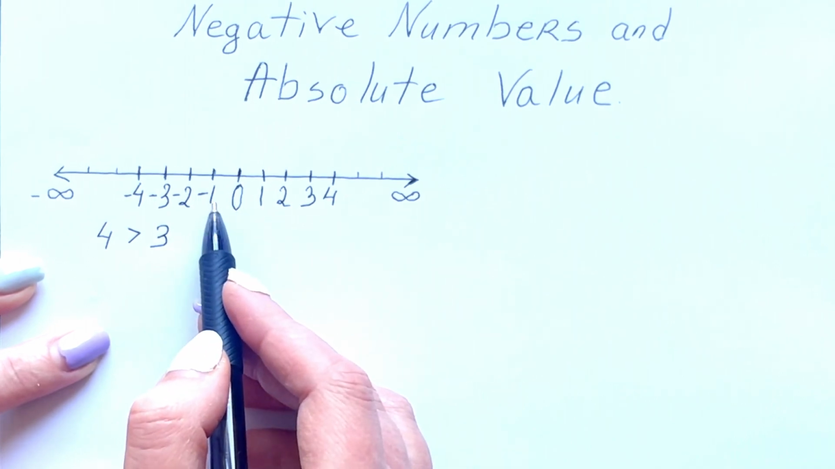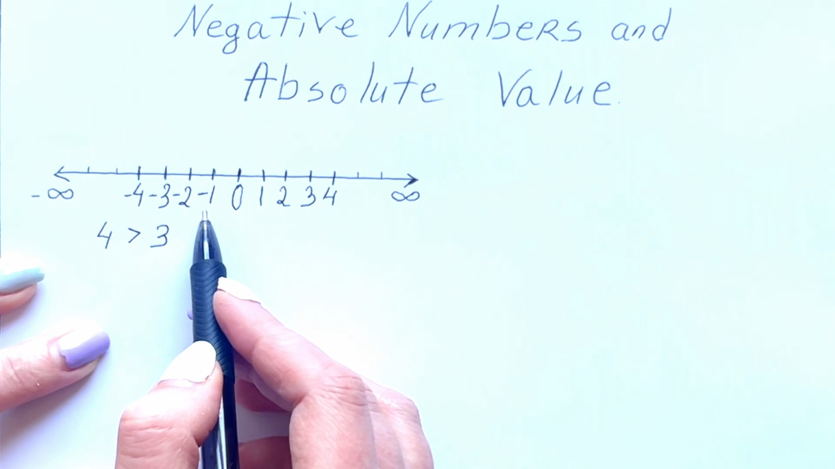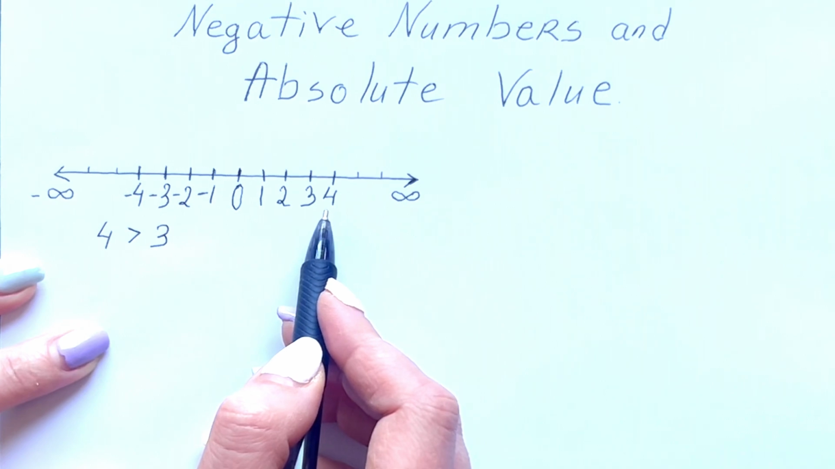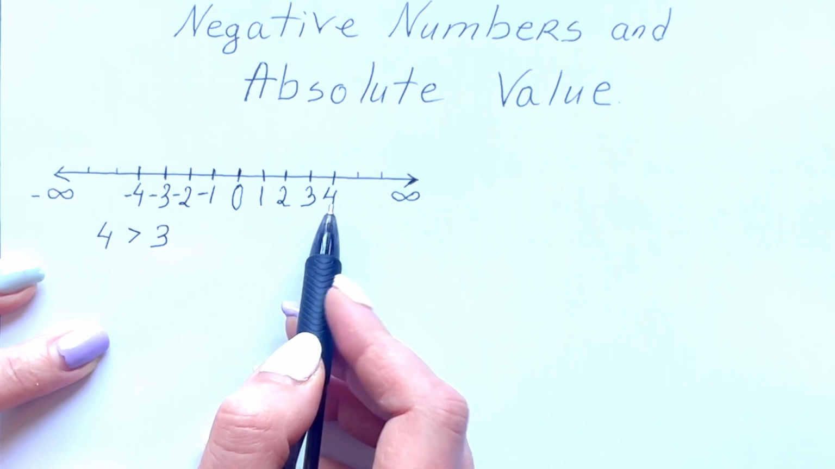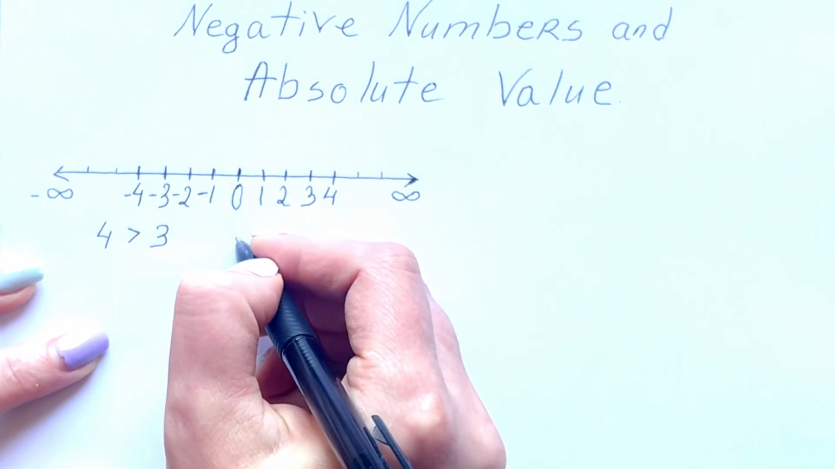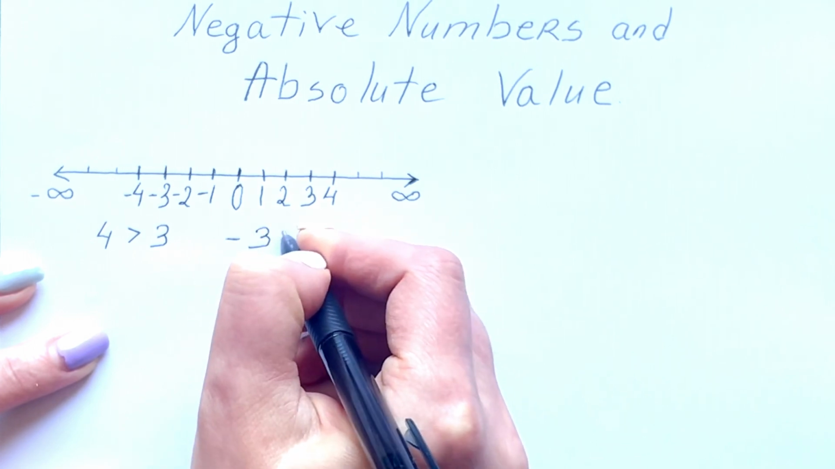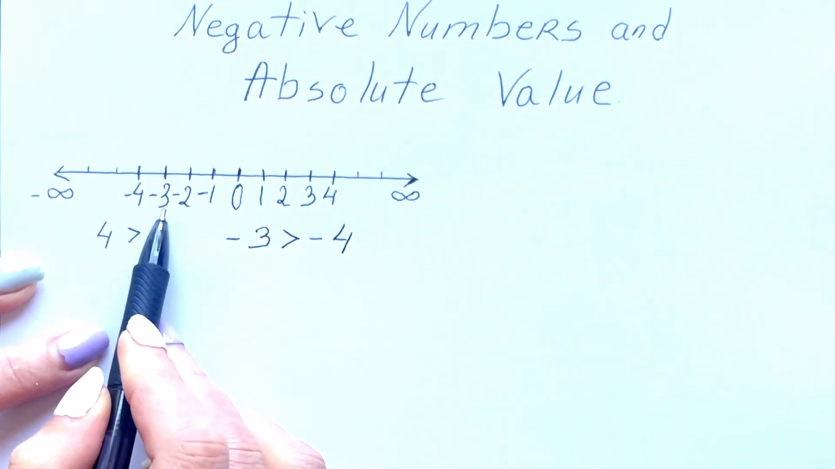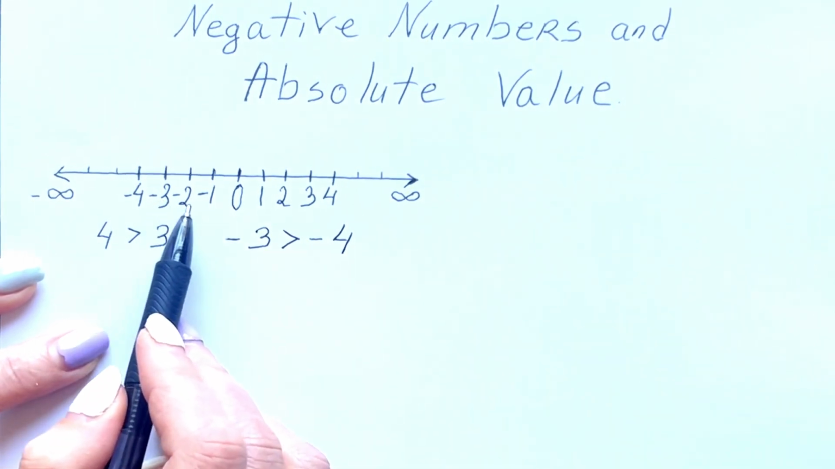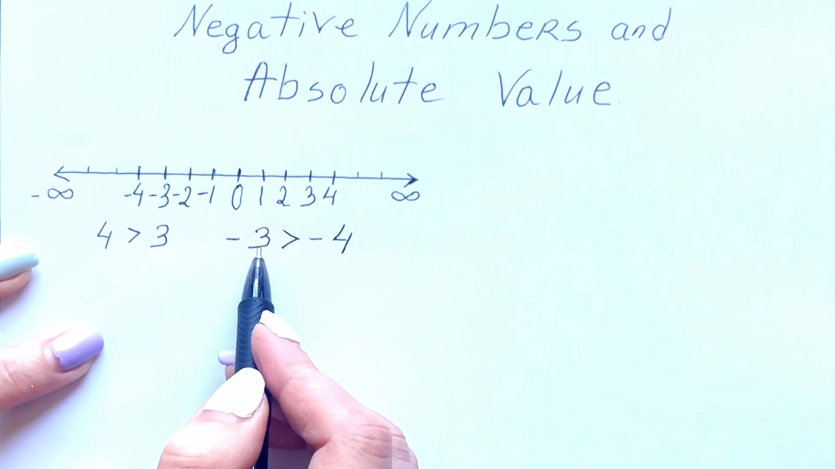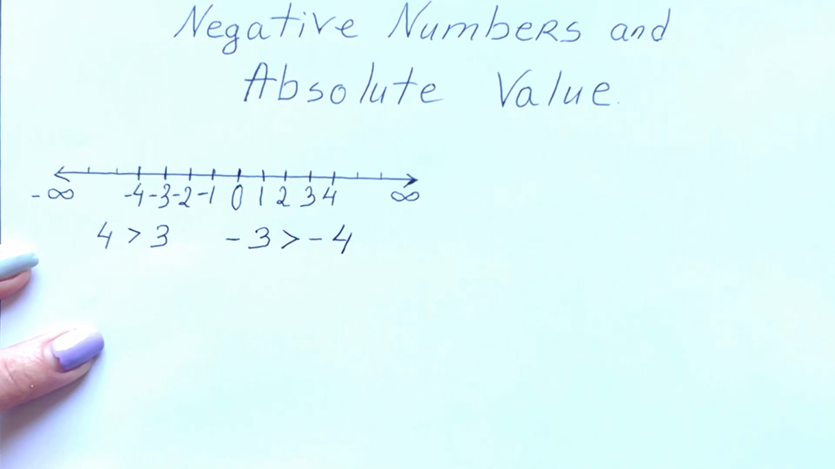But what if I'm going to talk about negative numbers? The fact that numbers further to the right on the number line are greater is true for both positive and negative numbers. For example, negative 3 is greater than negative 4. Look, negative 3 is further to the right on the number line than negative 4. Okay, you're going to tell me, oh my gosh, you are crazy. Negative 3 is greater than negative 4? Let me give you an example.